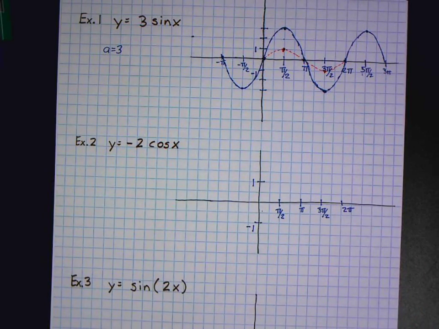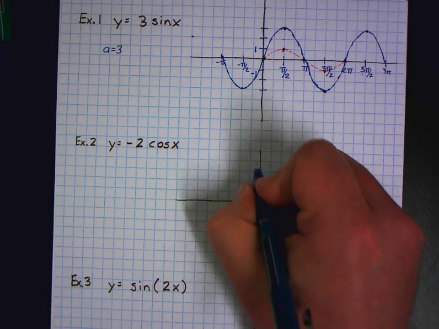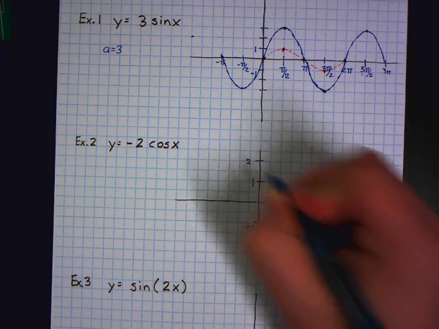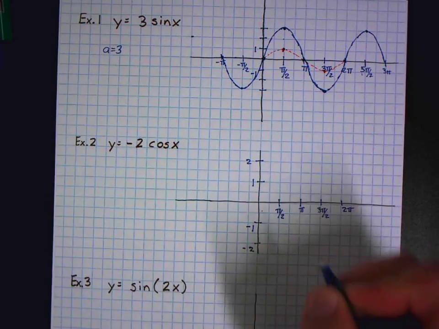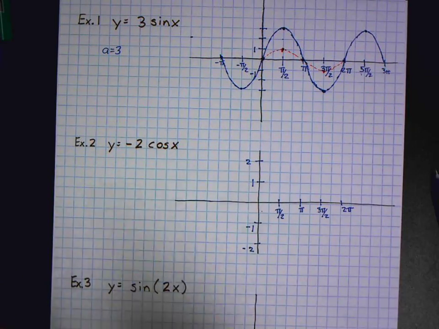Okay, on this one, I have a negative 2 in front. So what's that going to do? Every place where it would normally be 1, now it's going to be negative 2.